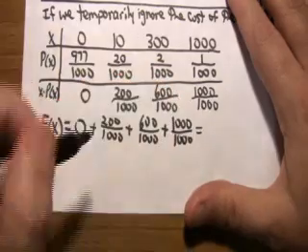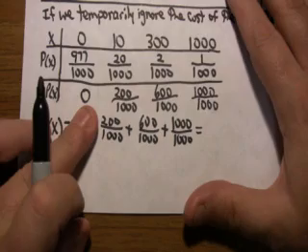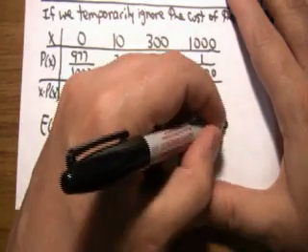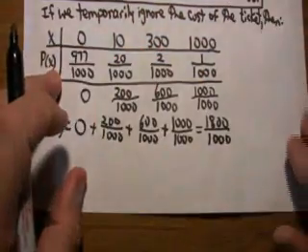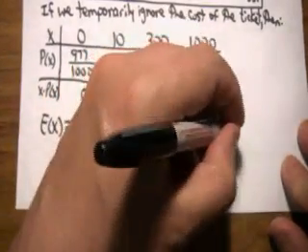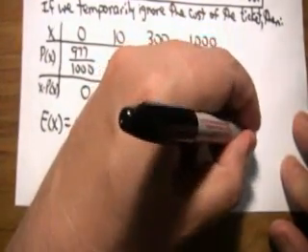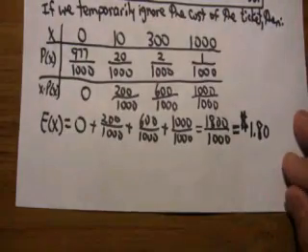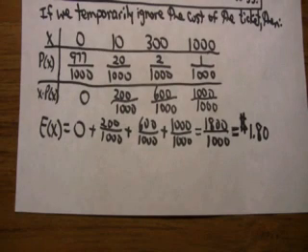You've got a zero, you forget the zero, and you've got a common denominator, so you just add the numerators. That's 200 plus 600 is 800 plus 1,000, that's 1,800 over 1,000. Now if you do that on the calculator, or if you can do it in your head, that comes out to be $1.80. So your expected winnings is $1.80.